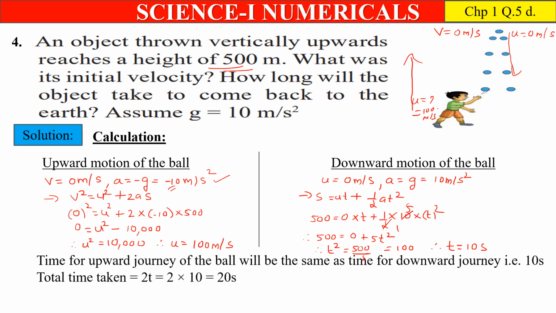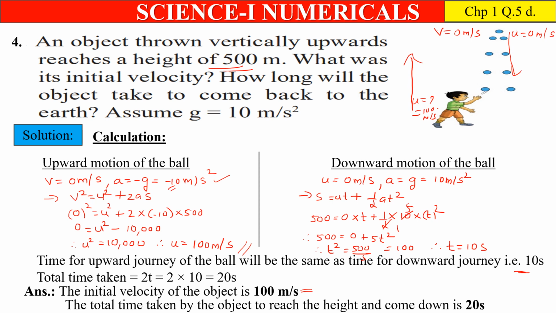So time for upward journey of the ball will be the same as time for downward journey, that is 10 seconds. That means for moving up it takes 10 seconds and for moving downward it takes 10 seconds. So we can calculate the final time. It will be 10 into 2, that is equal to 20 seconds. So the initial velocity of the object is 100 meter per second. Yes, we received from here. And the total time taken by the object to reach the ground and come down is 20 seconds.